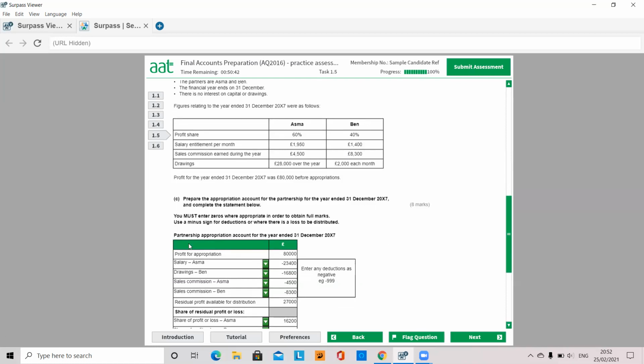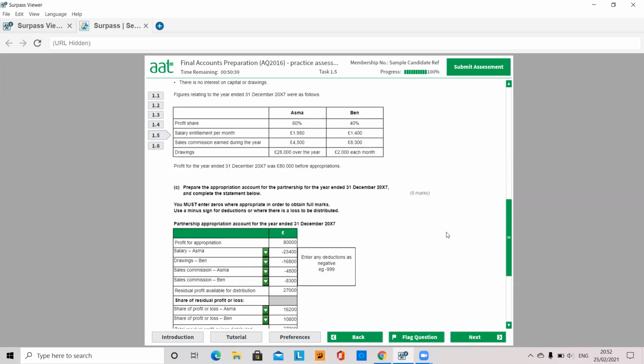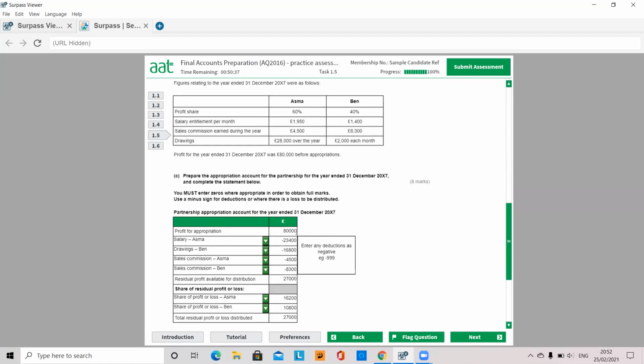So it says profit for the year before appropriations is 80,000. I put these figures in to save time. We've then got the salaries, so it's for the year end. Asma has got a salary per month of 1,950. So if you multiply that, 1,950 times 12 is 23,400.